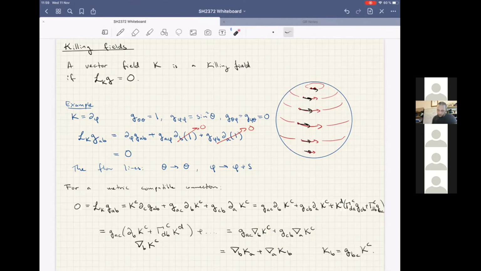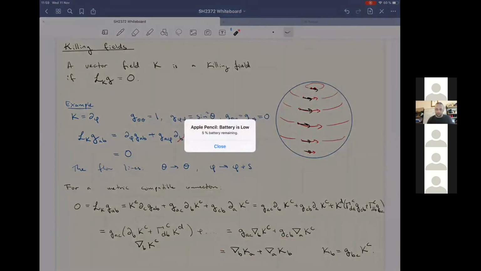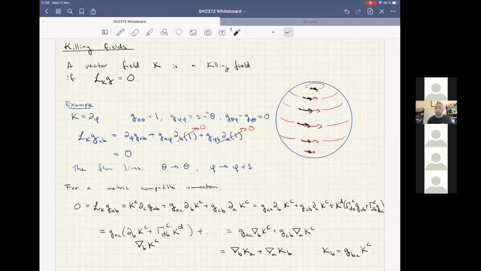So all of this boils down to this, and you will see this pretty often as the condition for a field to be a Killing field: this symmetrized derivative of the covariant components of K should be equal to 0. And if that is true, then you have found a Killing field. If this is solvable, of course, there is no guarantee that you can find Killing fields. If the space you're looking at has no symmetries, you will not be able to find a Killing field. But if this is solvable, then yes, you have found yourself a Killing field and the symmetry of the manifold.